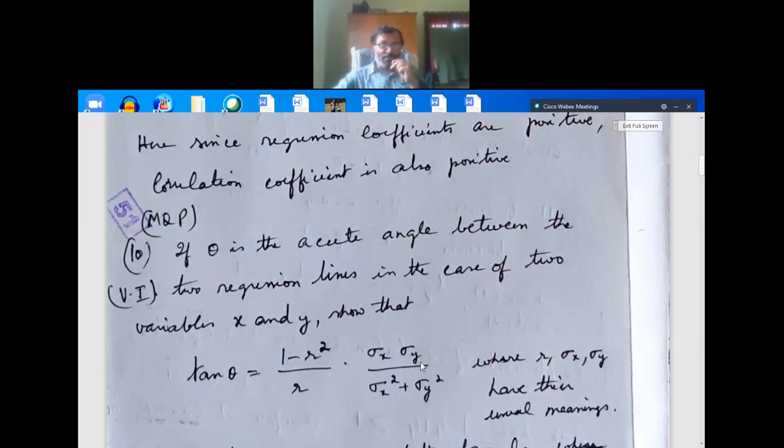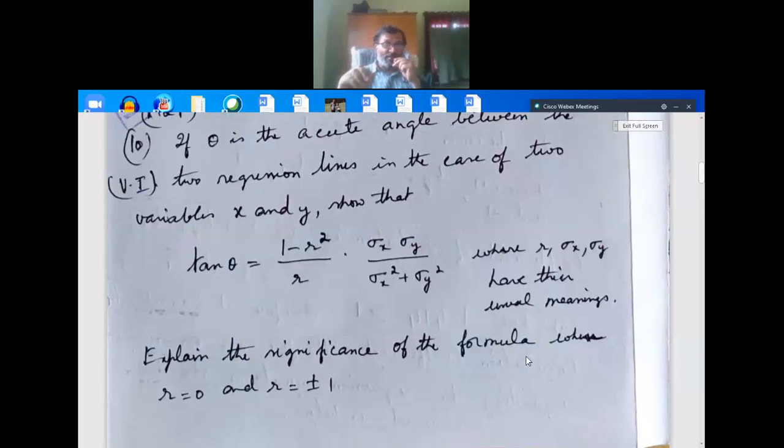Explain the significance of the formula. So also one extra question is there. Explain the significance of the formula when r equals 0, or what is the conclusion you can draw from the above formula when r equals 0 or r is equal to plus or minus 1, like that.